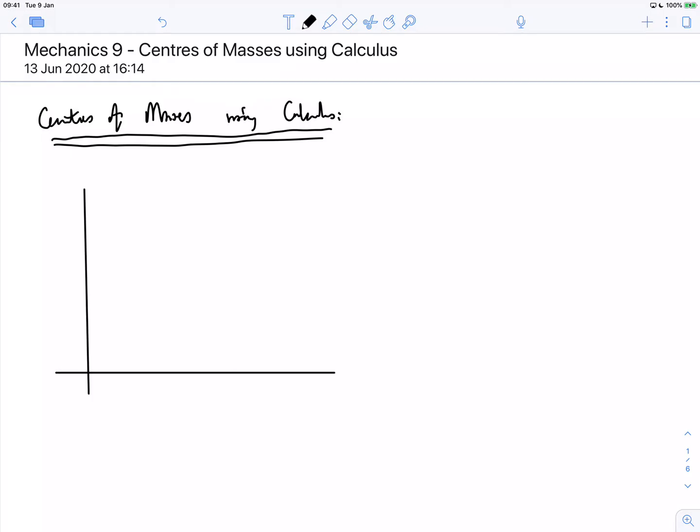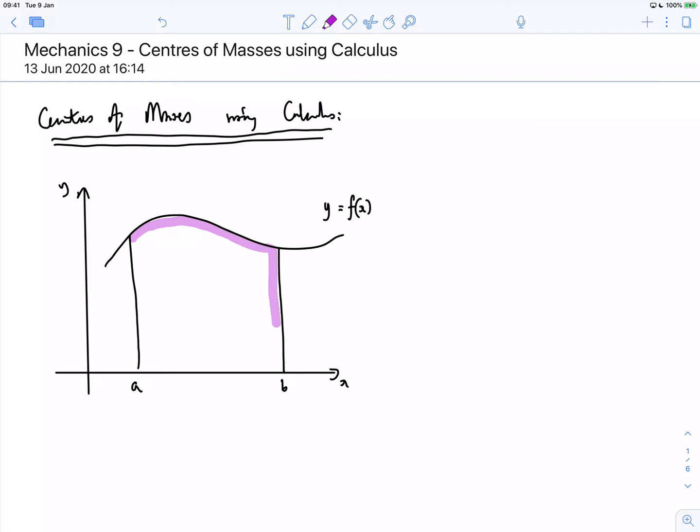Now, suppose I've got my function of x looking like this. So this is my function y equals f of x. And let's suppose I'm interested in the lamina that's dictated between the lines x equals b and x equals a, and is bound by the curve y equals f of x and the x-axis like so. So we're talking about this lamina here.